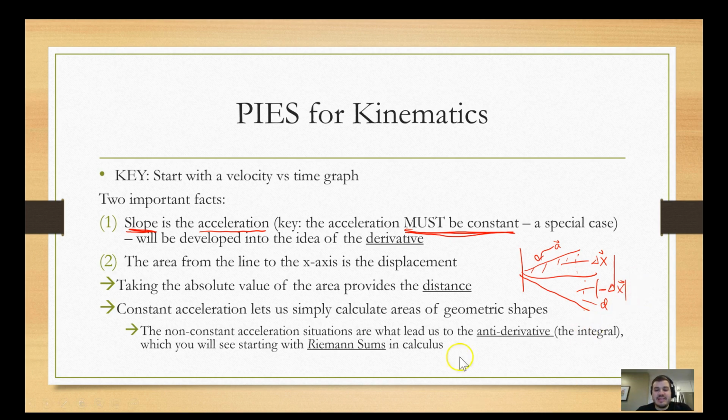The good news is that the area of these graphs are always made up of geometric shapes because the acceleration is constant. When the acceleration is not constant, we start to think about how do we fit these geometric shapes in to get a good approximation, which is what you start to talk about when you talk about Riemann sums, as this idea of making better and better approximations of that area. And I'll leave a discussion of that to what you do in your calculus class. It's not something we need right now. All right, let's keep talking about this just a little bit more.